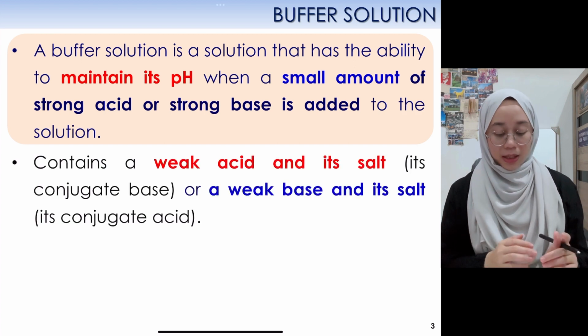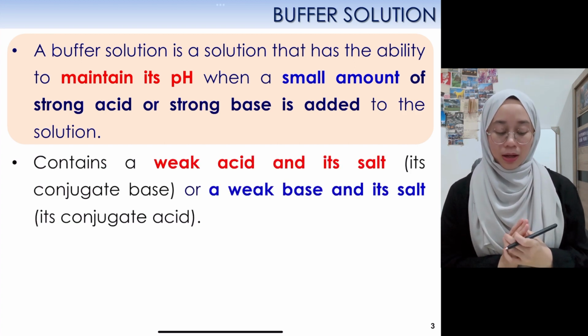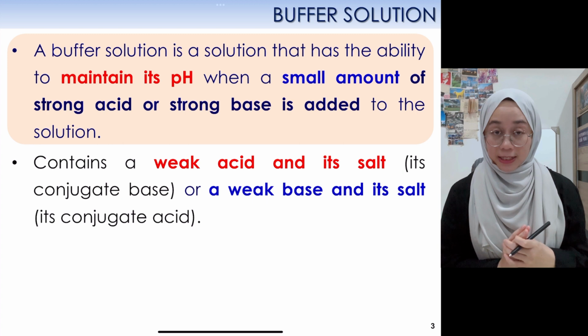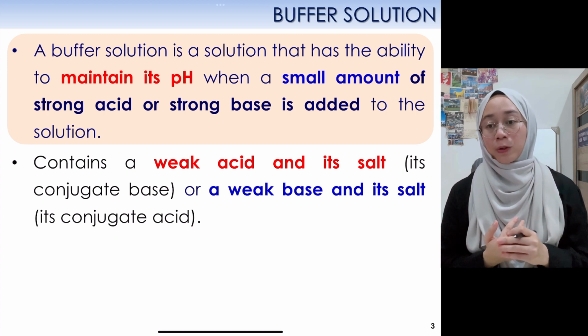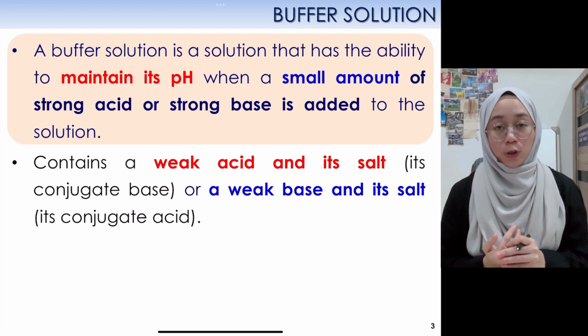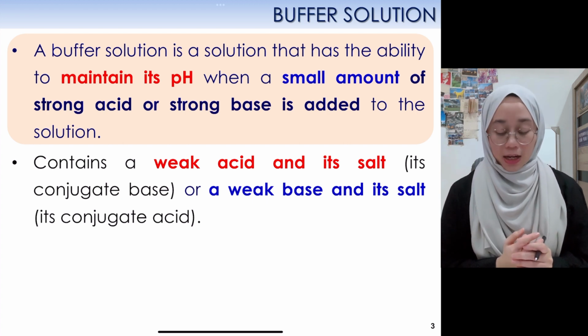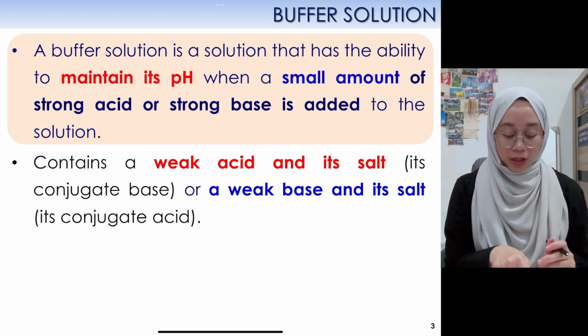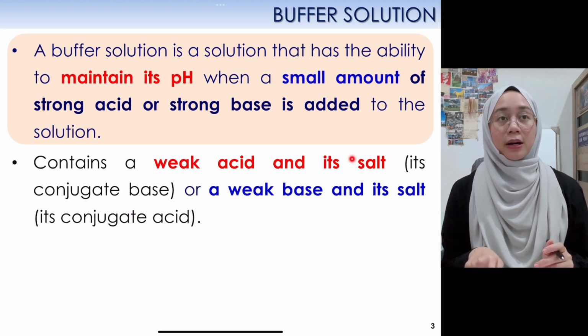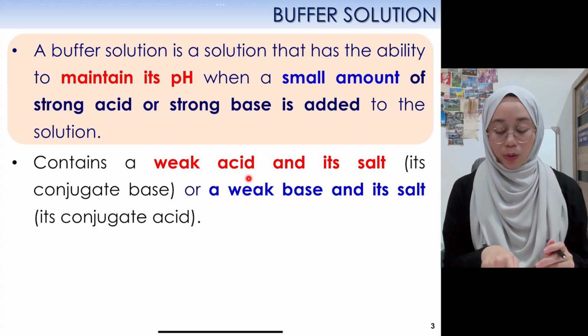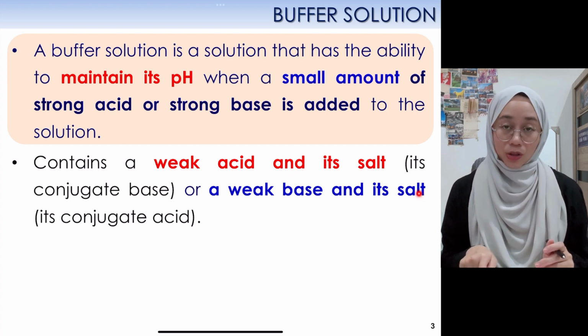Okay, so it contains a weak acid and its salt. Salt ni boleh jadi conjugate base dia sebenarnya lah, or a weak base and its salt. So it depends dengan kita punya buffer solution tu adalah acidic ataupun basic. Kalau dia adalah acidic buffer solution, so dia made up of weak acid with its salts. Okay, kalau dia adalah basic, so dia akan ada weak base, okay, and then dengan salt dia.